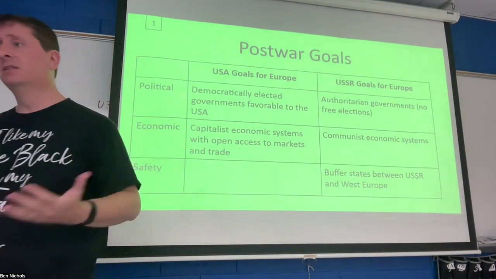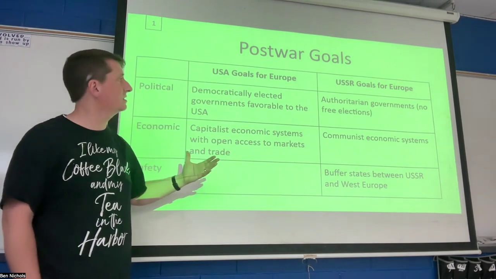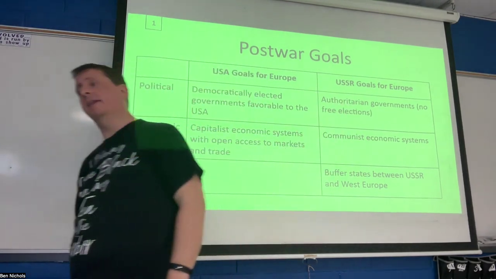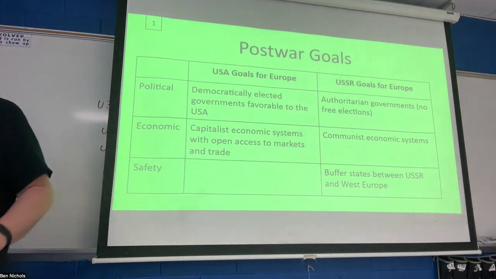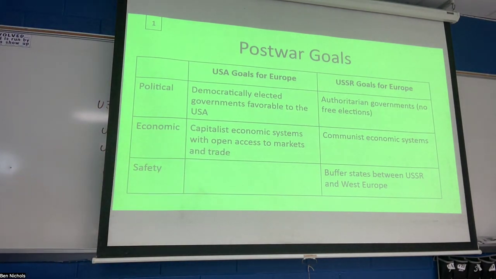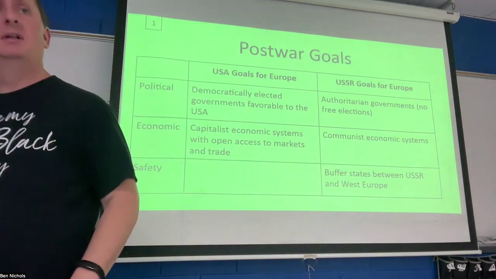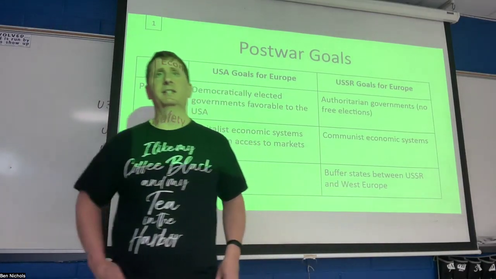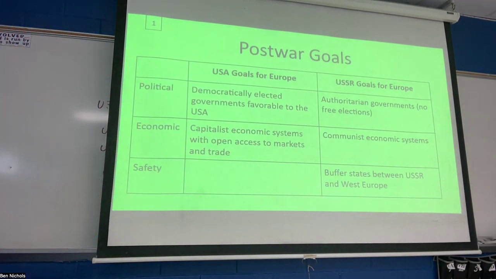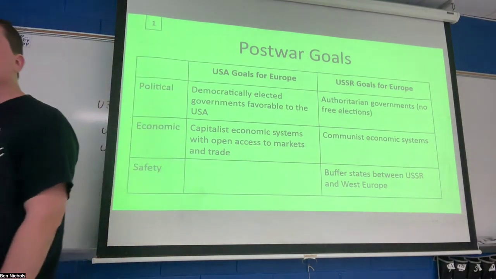We have differing goals. The US wants democratically elected governments favorable to the US. The Soviets want authoritarian governments favorable to the USSR. The US wants capitalist economic systems so they can trade with them. The Soviets want communist economic systems. And then as far as safety goes, the USSR wants buffer states. They want a shield between themselves and the West, between themselves and the US, but also particularly between themselves and the Germans.